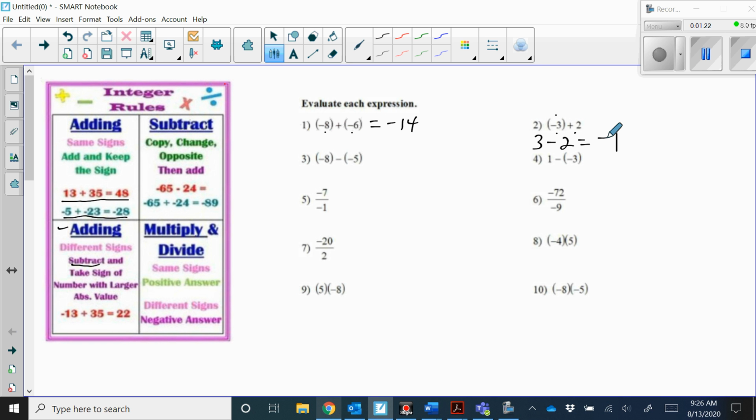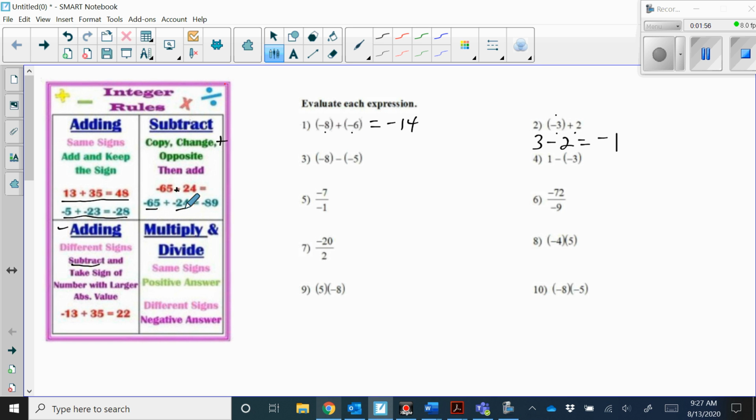When you're subtracting, we're going to do these 3 steps. We're going to copy the first term, change to addition, and make the third term the opposite. So here, negative 65 minus 24, copy the negative 65, change the subtraction to addition, and make the opposite of the second term. So it's positive 24, the opposite of that would be negative 24. And now you're just using the rules of add. Here it's same sign, keep the sign.